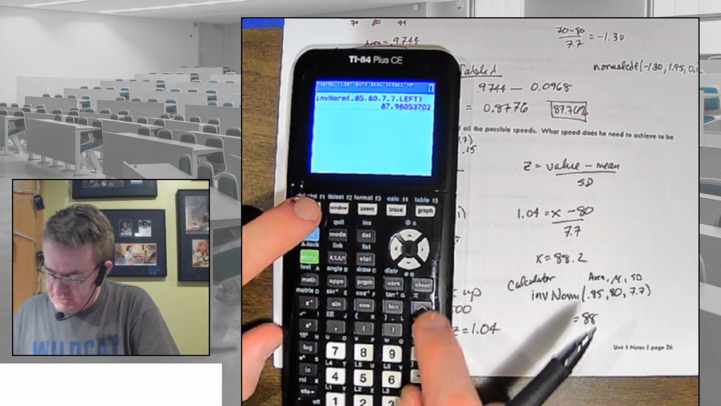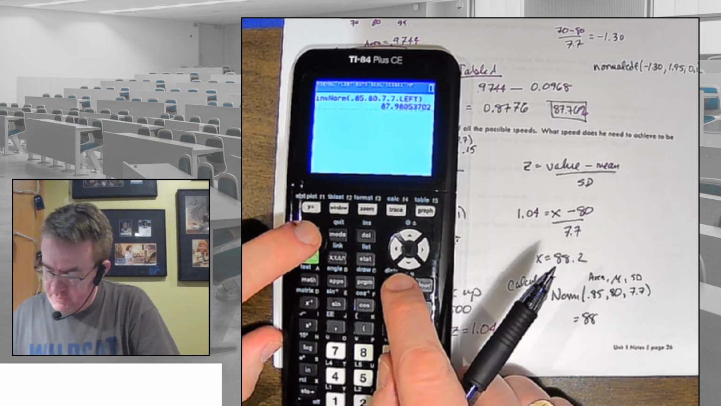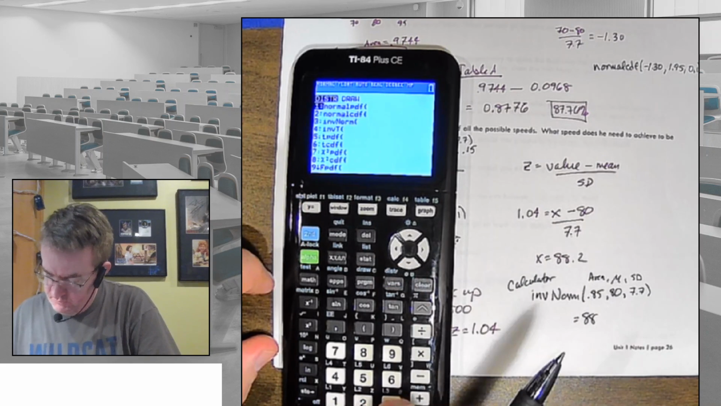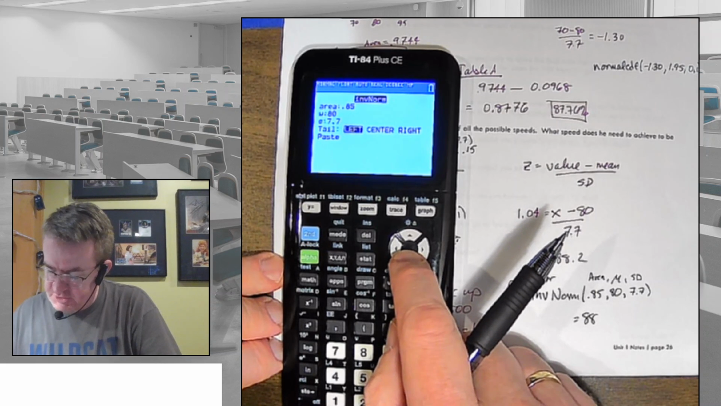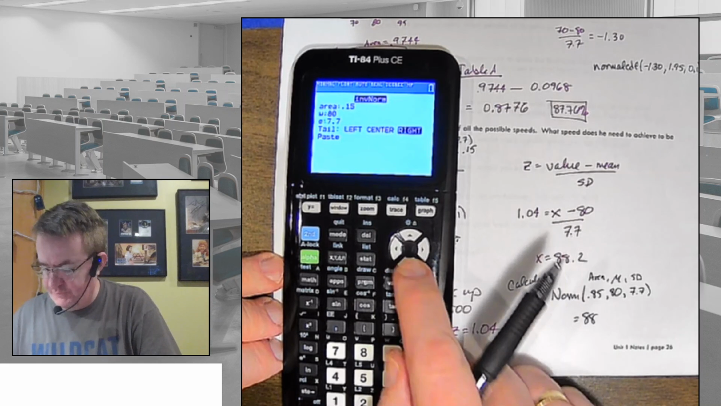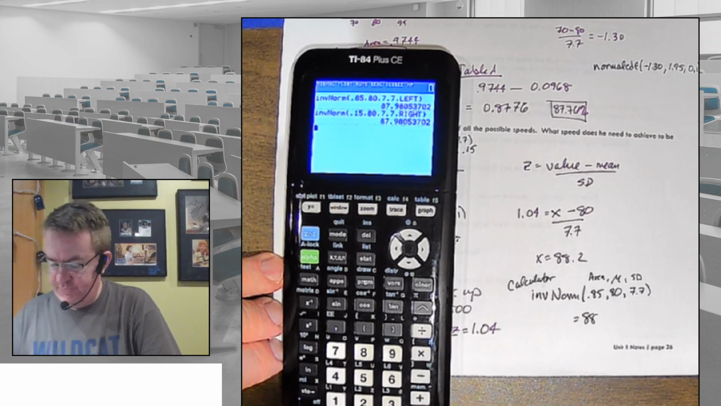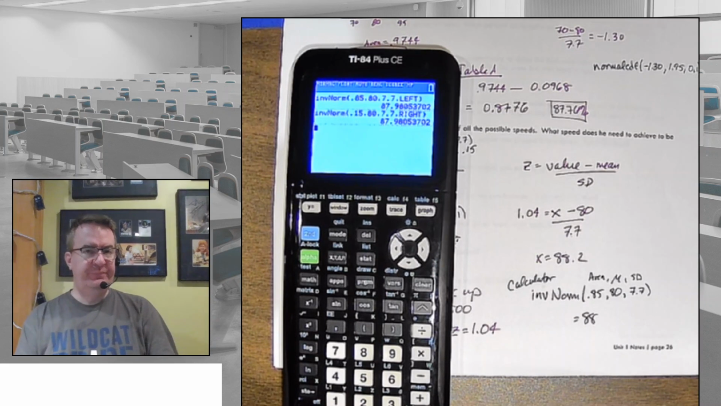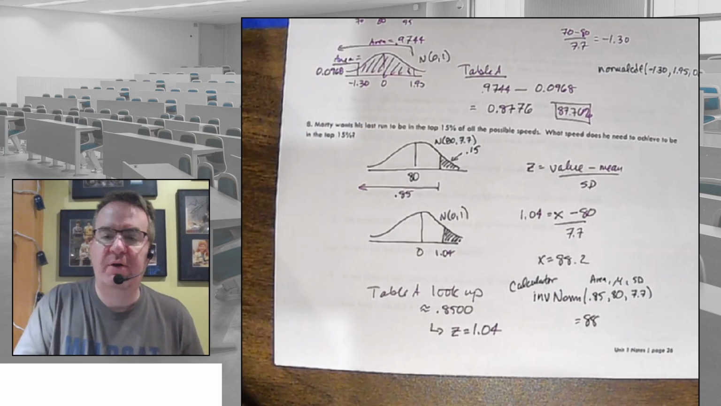You could also do it this way. If you've got one of these newer ones, you would actually say I want 15%, and I want it to go to the right. Paste, you get the same number. Okay? So that's the end of part 1.